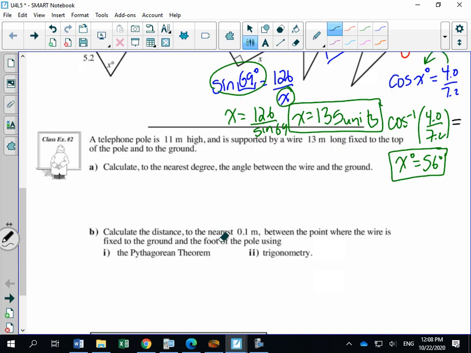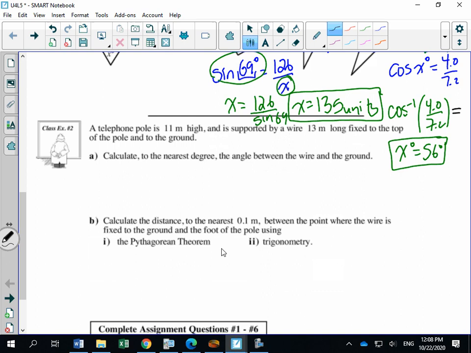Okay, let's do this guy. A telephone pole is 11 meters high. Oh, you might want to star this one because I know tomorrow one of the triangles that you're drawing is going to have a wire. So something's going to be supported by a wire, okay? So what they say, a telephone pole is 11 meters high. So let's put our telephone pole in there. And that's 11 meters. It is supported by a wire that's 13 meters long. So these wire questions, the wires come out of the pole and they go to the ground. That's how these wire questions will work.